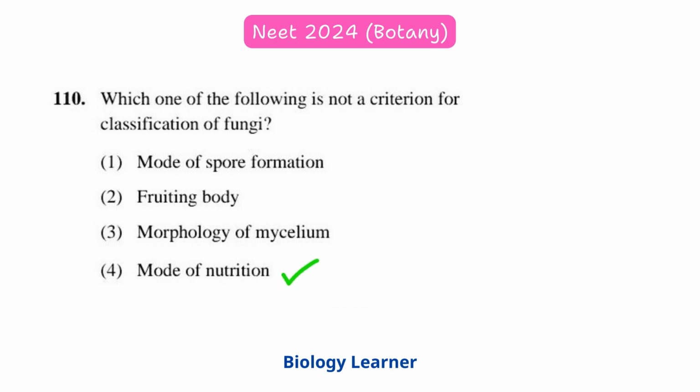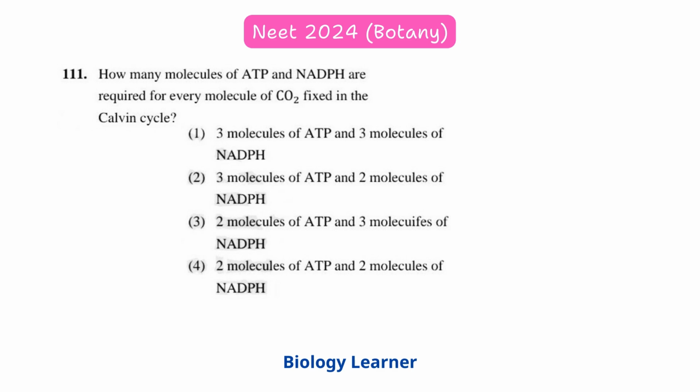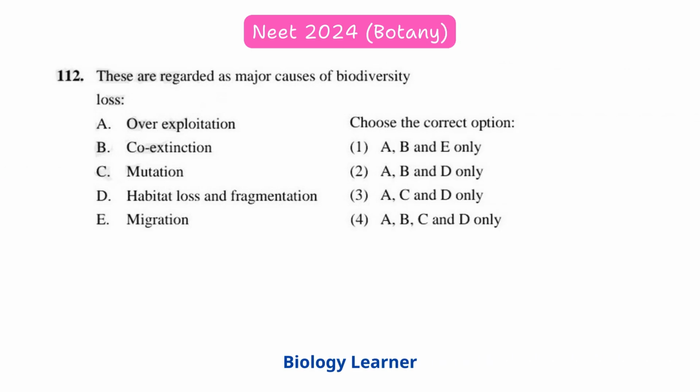Mode of nutrition. How many molecules of ATP and NADPH are required for every molecule of carbon dioxide fixed in the Calvin cycle? 3 molecules of ATP and 2 molecules of NADPH. These are regarded as major causes of biodiversity loss.